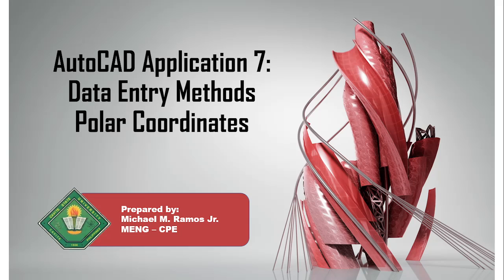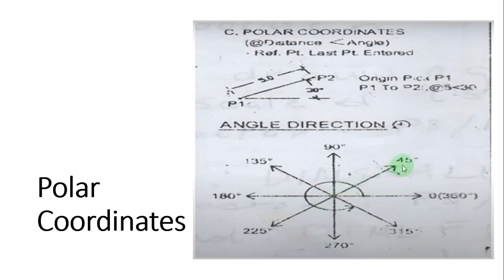From the previous videos, AutoCAD application 5 and number 6, we have the absolute and the relative coordinates. For AutoCAD application 7, we have the polar coordinates. When it comes to polar coordinates, we type @, then the distance, then the angle. From the previous video, we have @ change in x, comma, change in y-axis.